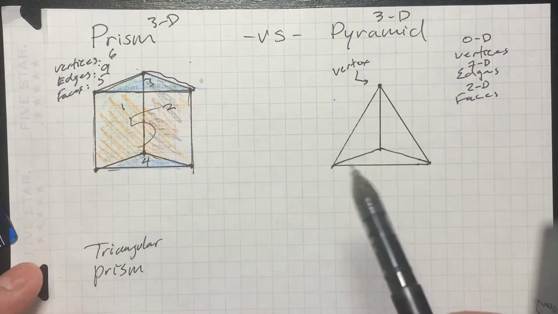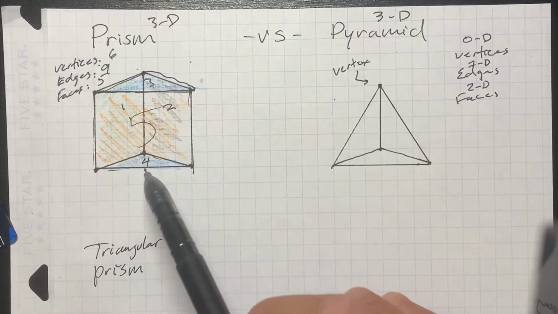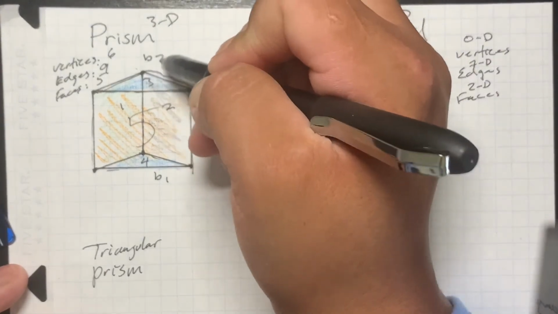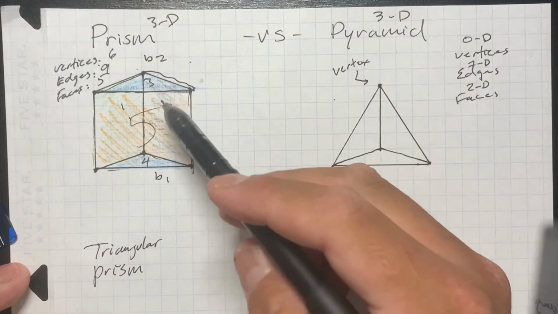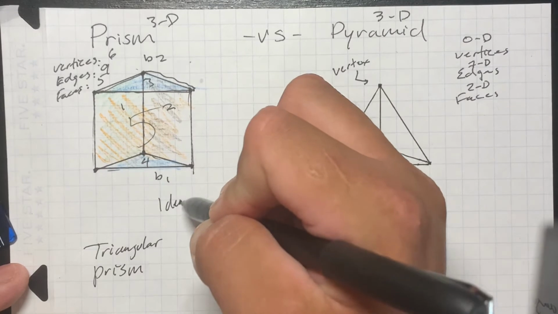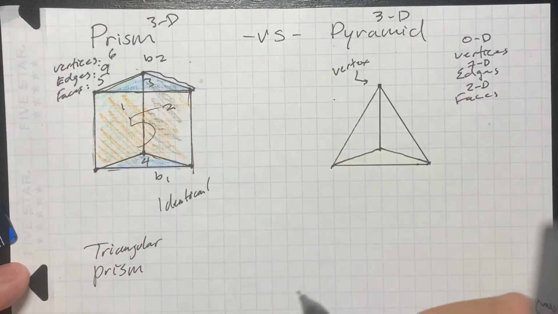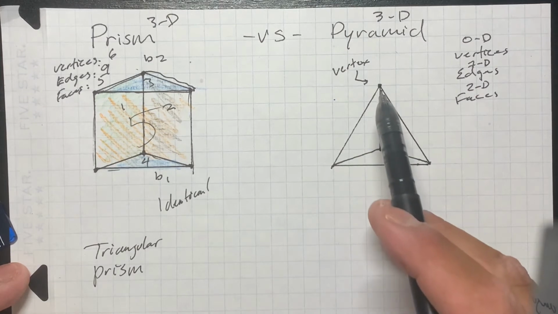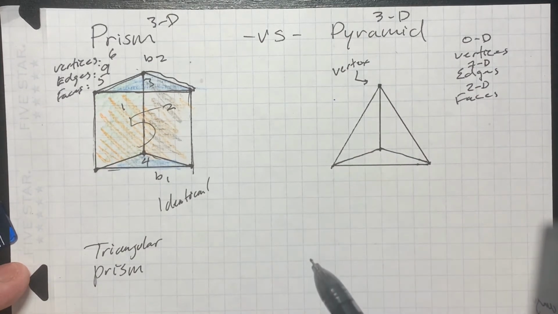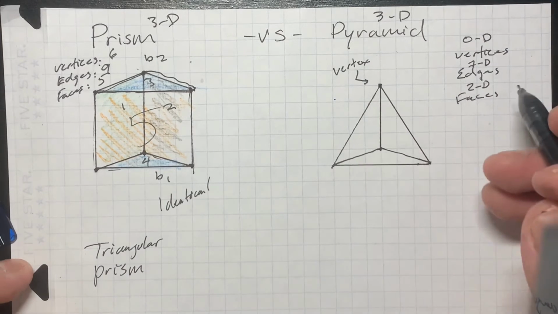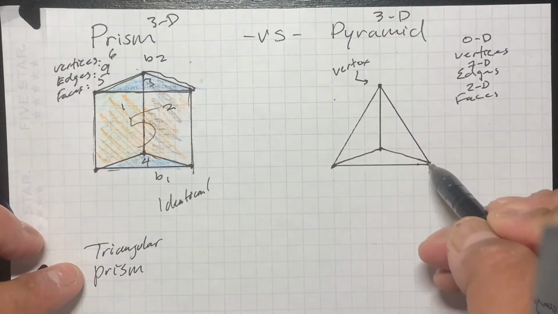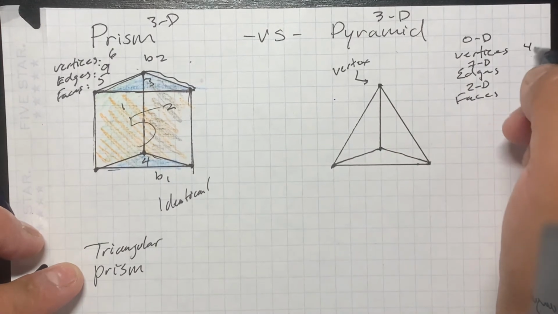As opposed to a prism, where you have matching bases, let's call this base 1 and base 2. Base 1 and base 2 are identical. Okay, they match. Whereas a pyramid only meets up at one vertex, one point. Now let's count all the vertices of this pyramid. We have 1, 2, 3, 4 vertices.